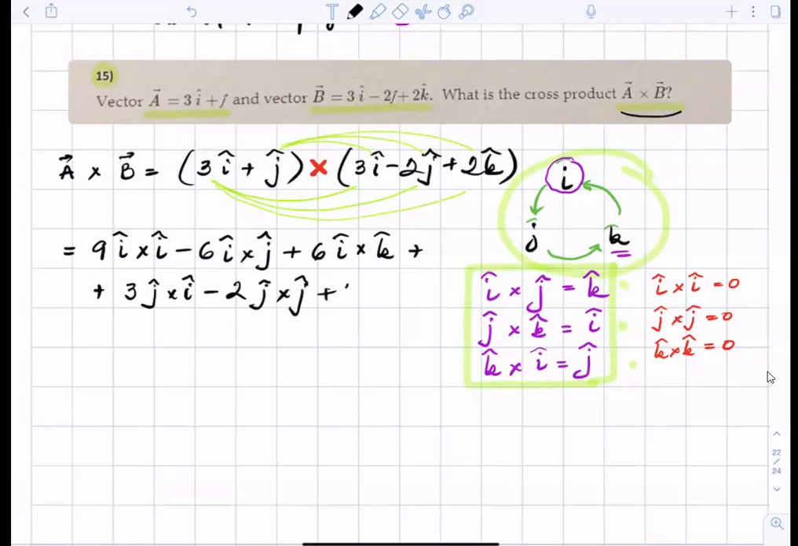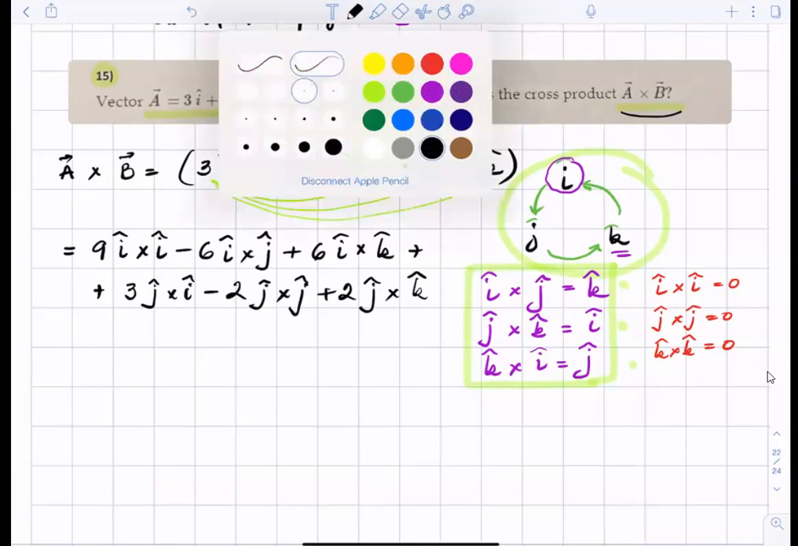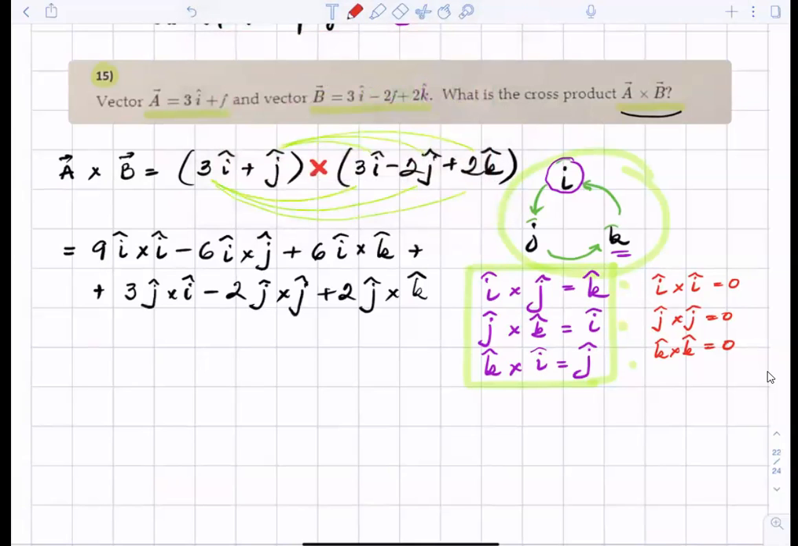And finally, plus 2 j hat k hat. Good. So now let's analyze each one of those terms. Remember what I said, this part right here is a 0, so this term will go away. I'm going to check if there's any other one that repeats. Okay, this one is 0, so this term goes away. And now we're going to focus on what we get for each one of them.